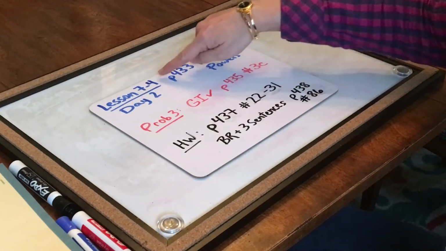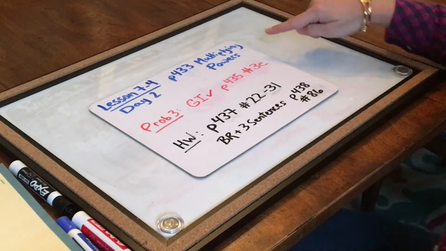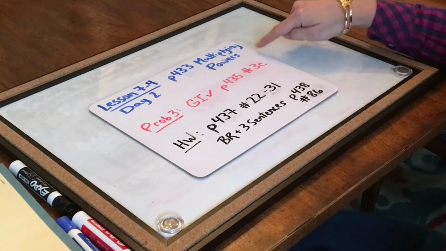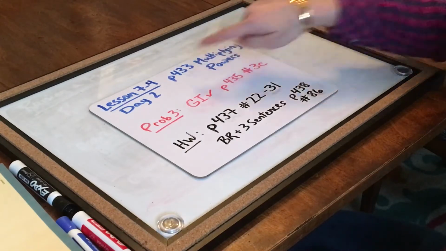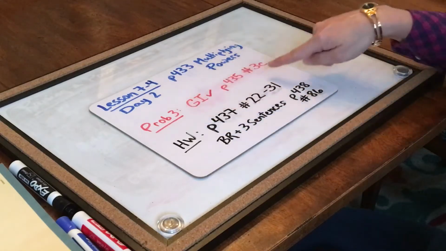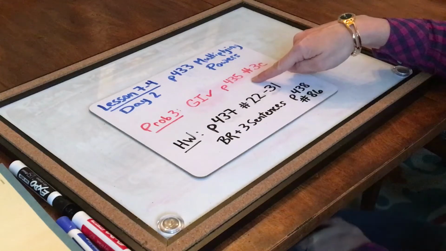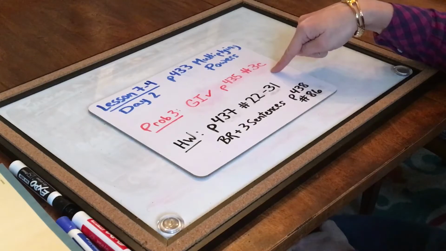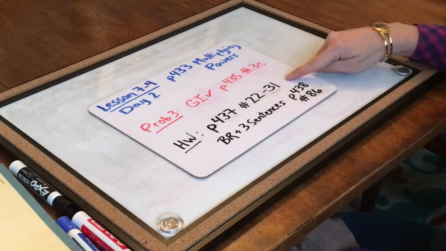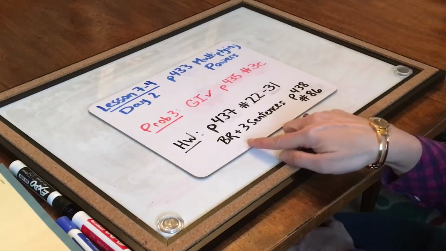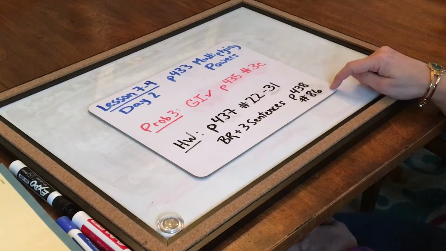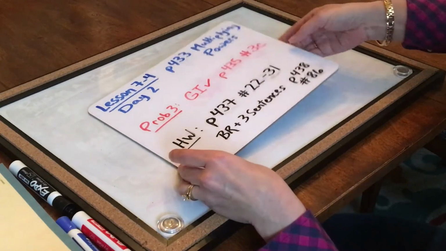Today is lesson 7-4, day 2. So we're still going to be working on multiplying powers and specifically raising powers to powers. It's on page 433 of your book. Today we're going to be doing problem 3. Our gotta check is going to be on page 435, number 3C. So follow along with us there. And then your homework is going to be page 437, numbers 22 to 31. And your bell ringer plus 3 sentences today is page 438, number 86. All right, let's get started.